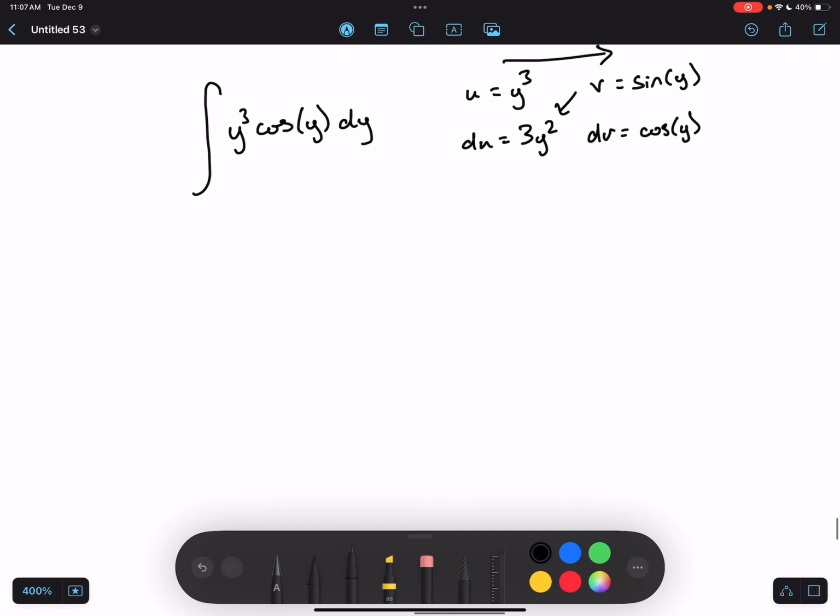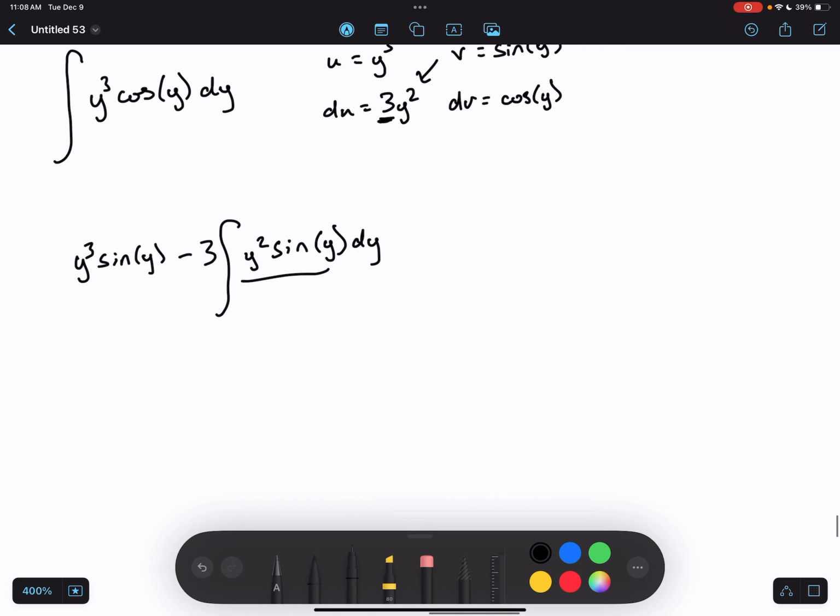So what we'll do is we'll say y cubed sine y minus the integral of, we'll pop a 3 out front, so we'll get rid of that. We'll say minus 3, and that comes from here in the du, integral of y squared sine y dy. And this is, again, another product in the integral. So what we'll do is we'll do another integration by parts.